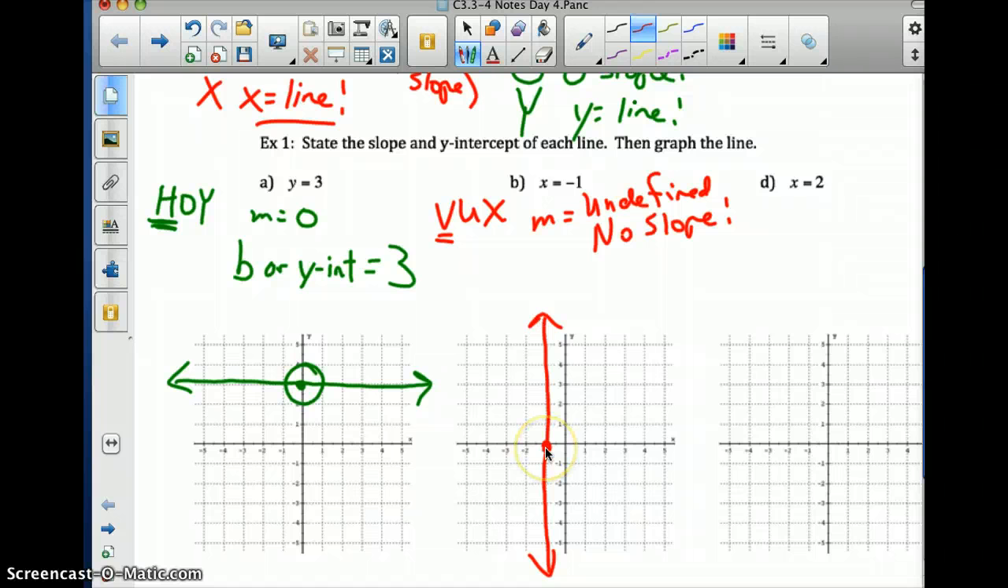Where does that line cross the y-axis? It crosses the x-axis at -1. Where does it cross the y-axis? Nowhere. Guys, B or the y-intercept, not 0. There's none. What's the word when it runs alongside of it and never intersects it? Parallel. Everybody say parallel. An x equals line is parallel to the y-axis. It will never hit it. Okay?